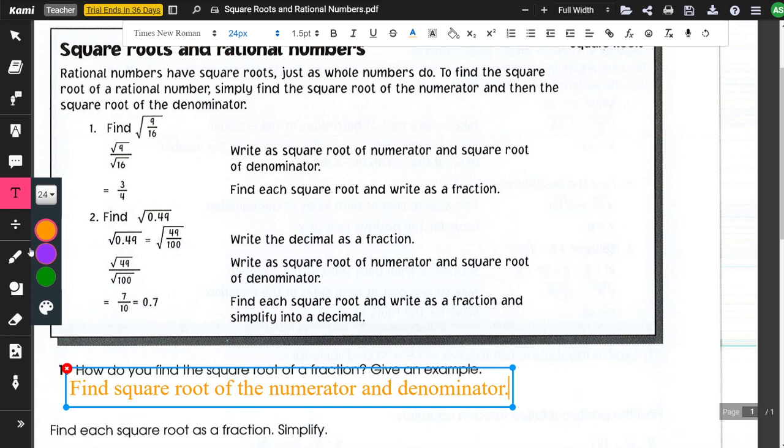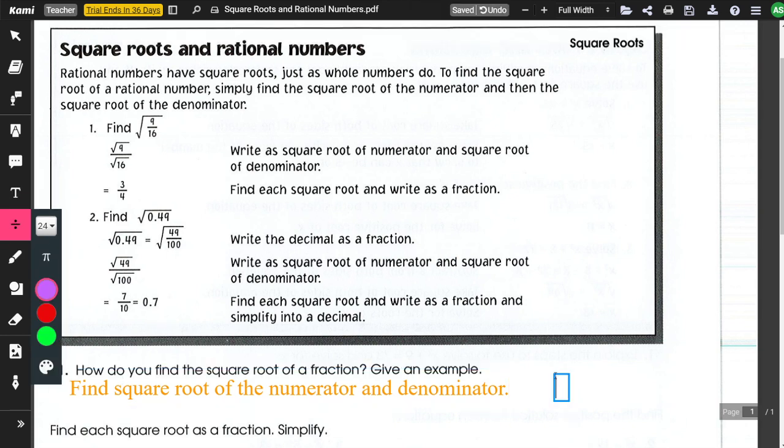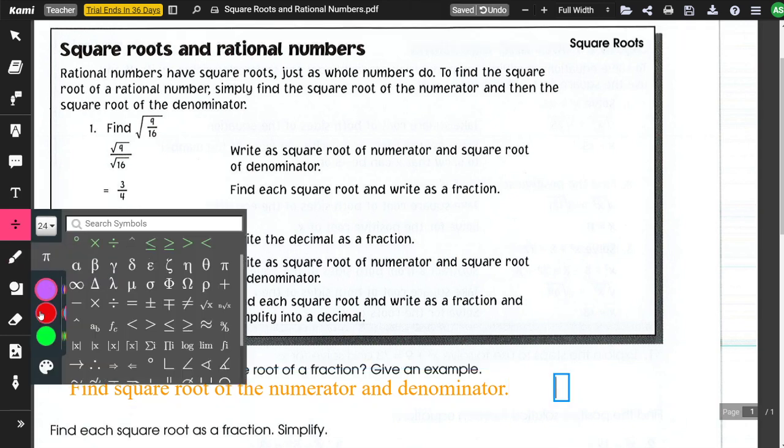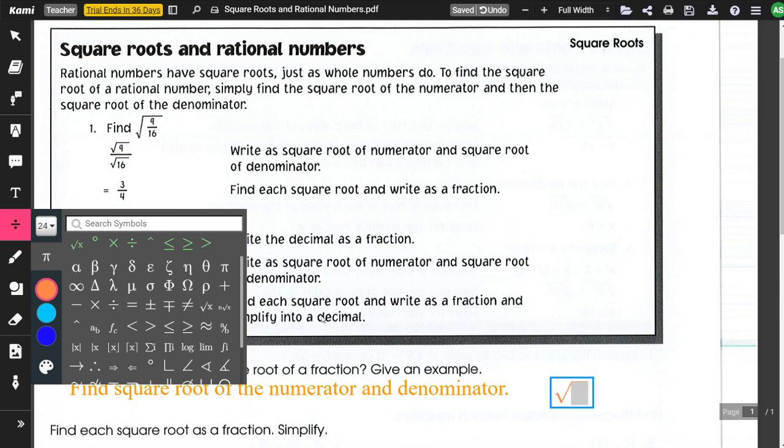So an example, let me get my equation. An example of this would be the square root of 1/4. So here I need to find the square root of 1 and the square root of 4. Well, the square root of 1 is 1, the square root of 4 is 2. And that's all that is: I found the square root of 1, square root of 4.